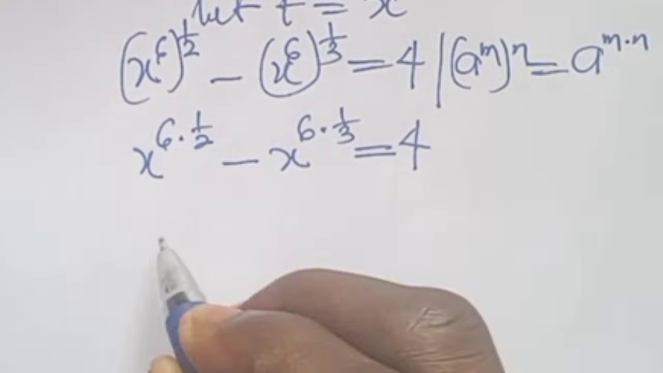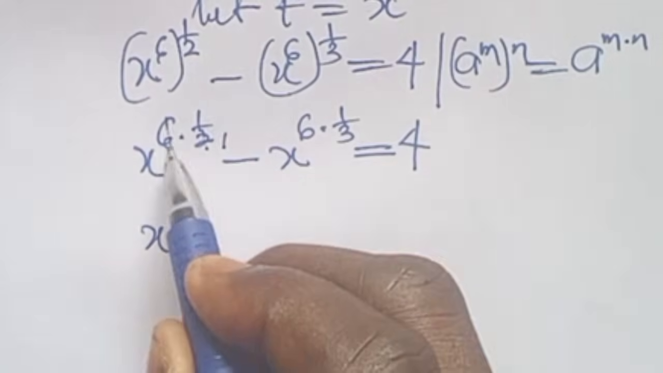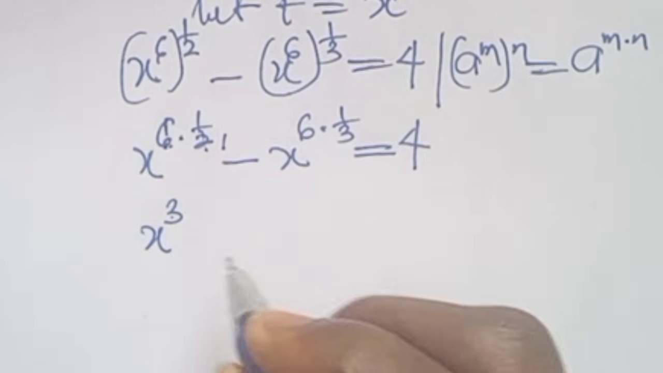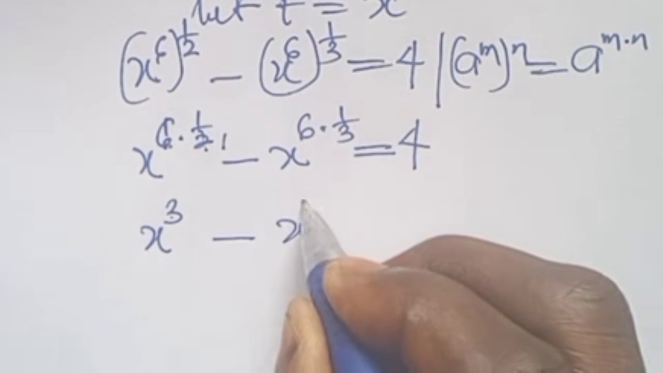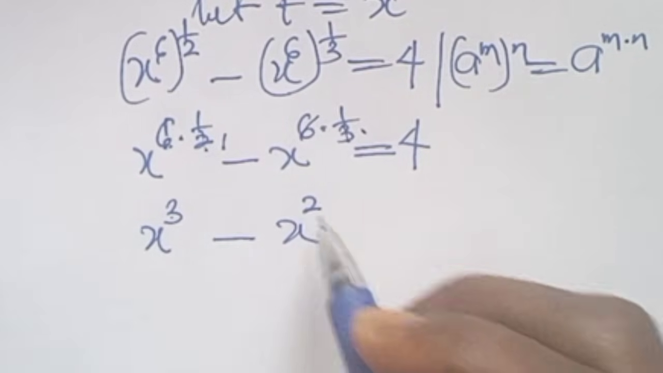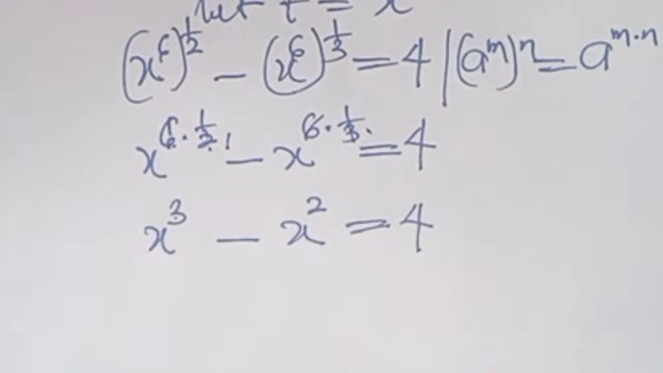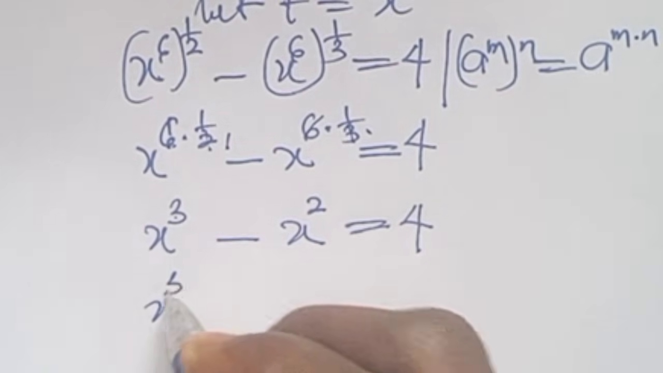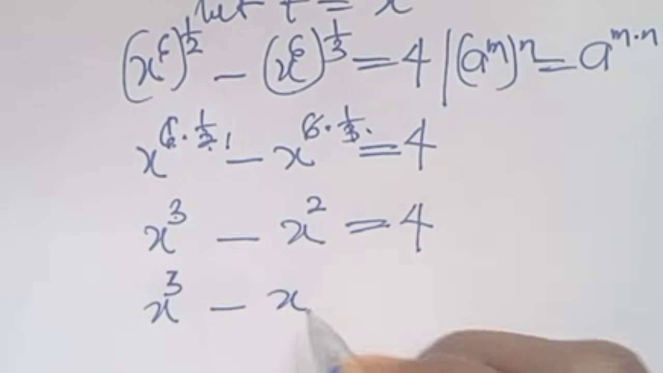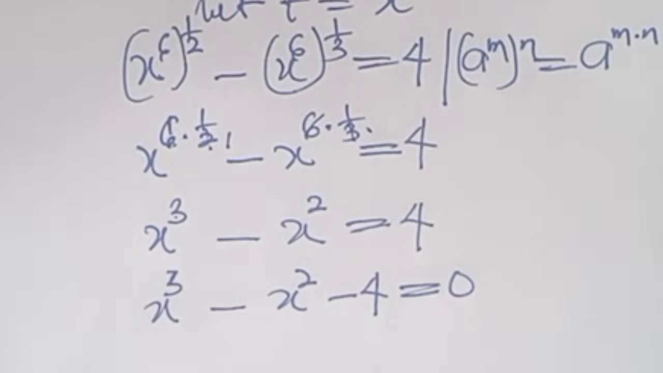If we do this very well, we're going to have x to the power of 3, 2 into 6, that is 3, minus x to the power of 2, 3 into 6, that is 2, everything equals to 4, and we are fine. So we can write the next line as x to the power of 3 minus x to the power of 2 minus 4, everything equals to 0.